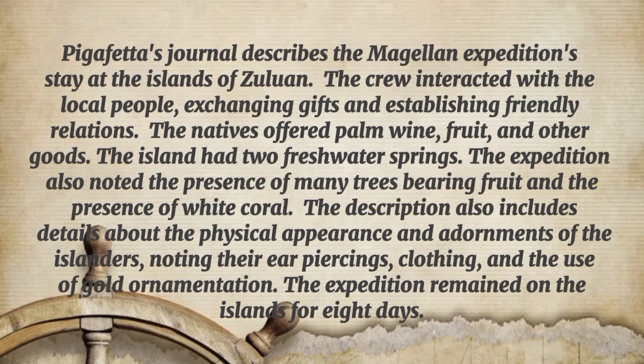Pigafetta's journal described the Magellan expedition's stay at the island of Zuluan. The crew interacted with the local people, exchanging gifts and establishing friendly relations, and the natives offered palm wine, fruit, and other goods. The island had two fresh water springs. The expedition also noted the presence of many trees bearing fruit and white coral.